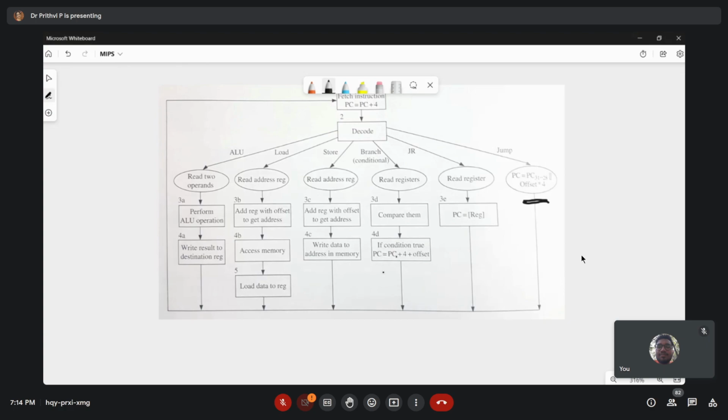Jump instruction takes the shortest path, and the load instruction takes the lengthiest path. Your ALU, branch on equal, and the store or load register sort of thing will be equal, three steps, if you see. Okay, this is your overall MIPS thing. I'll share these PPTs with you. You can understand them, try to read it yourself, and if there is any doubt, interact with me again.